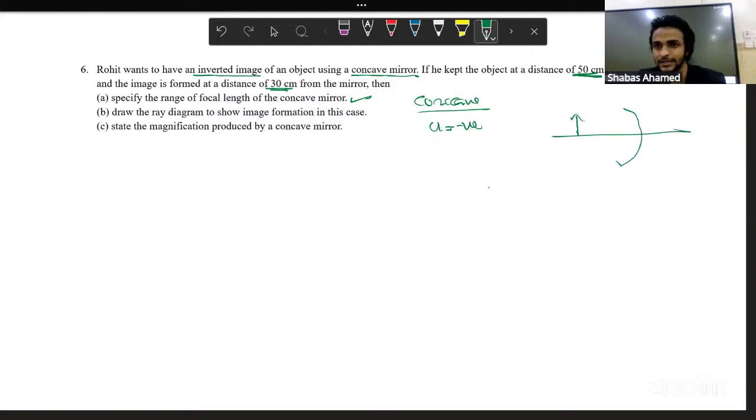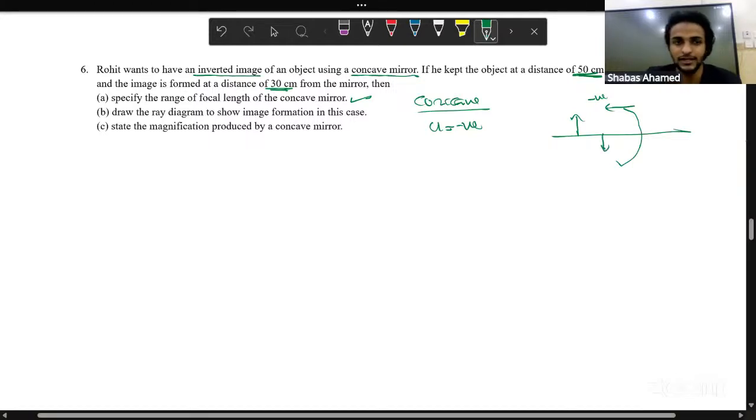So all the readings to the left of the mirror are taken as negative. Then the image is formed 30 centimeter in front of the mirror. So again, we can say the image is formed here. So V is also negative. So U, I can say, is equal to negative 50 centimeter, and V is also negative 30 centimeter. Understood? Now just find the focal length.